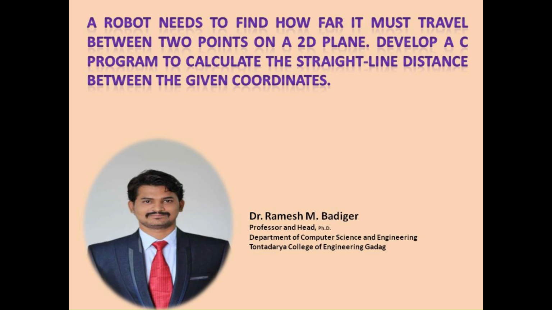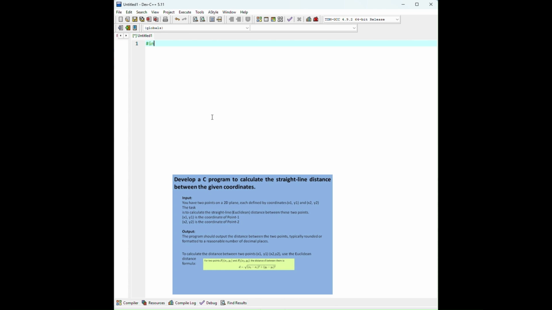Hi, welcome back. So in this session, I would like to show you how to calculate the distance between two given coordinates, point 1 and point 2. Let's take the coordinates of point 1 as x1, y1 and coordinates of point 2 as x2, y2. So we'll write the program.